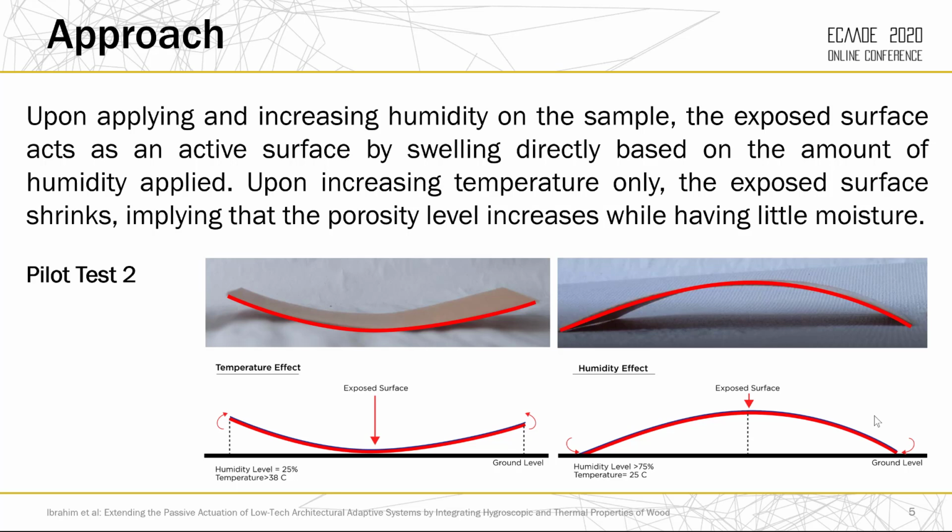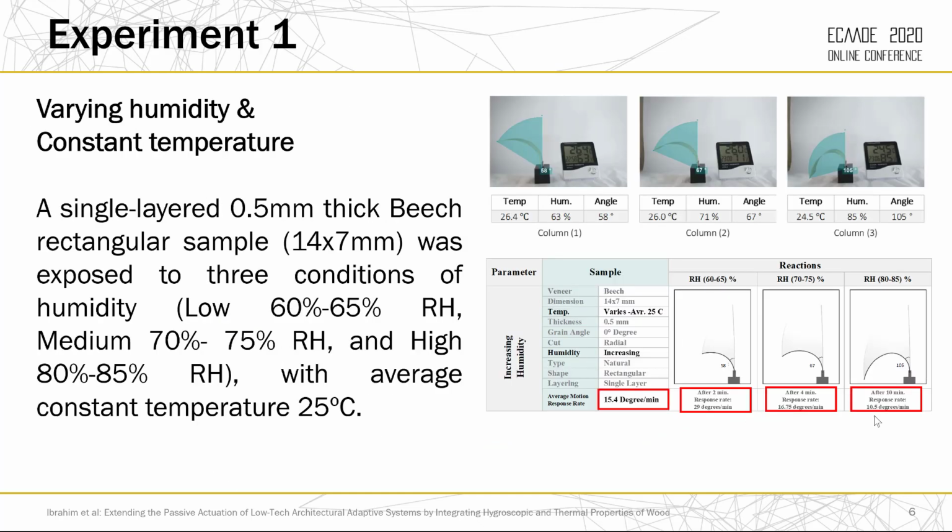For the next pilot, upon applying and increasing humidity on the sample, the exposed surface acts as an active surface by swelling directly based on the amount of humidity applied. Upon increasing temperature only, the exposed surface shrinks, implying that the porosity level increases while having little moisture. This results in a deformation of the sample and the loose surface, in addition to decreasing the amount of moisture of the exposed surface due to increasing the temperature level.